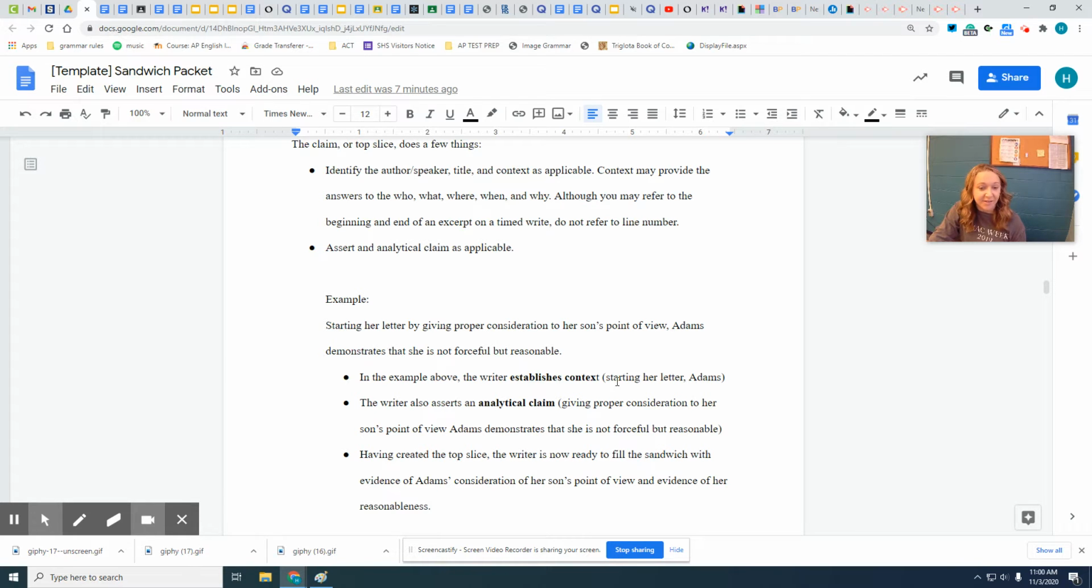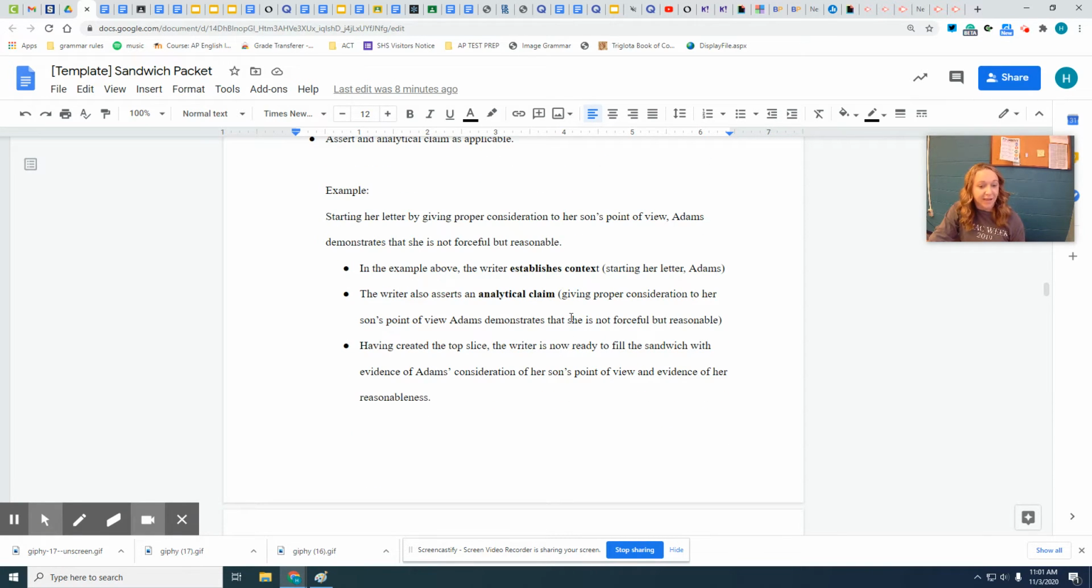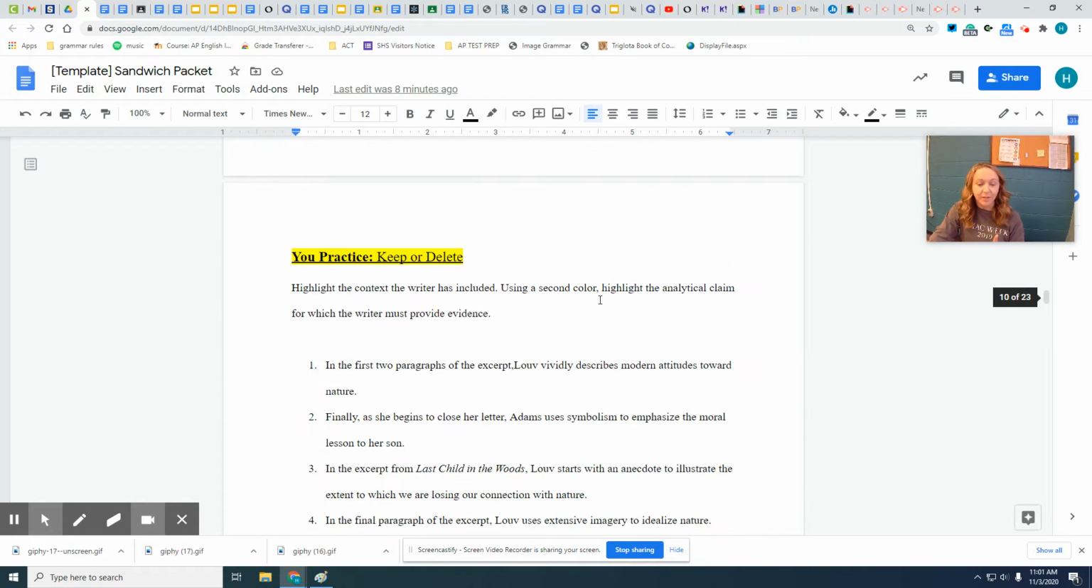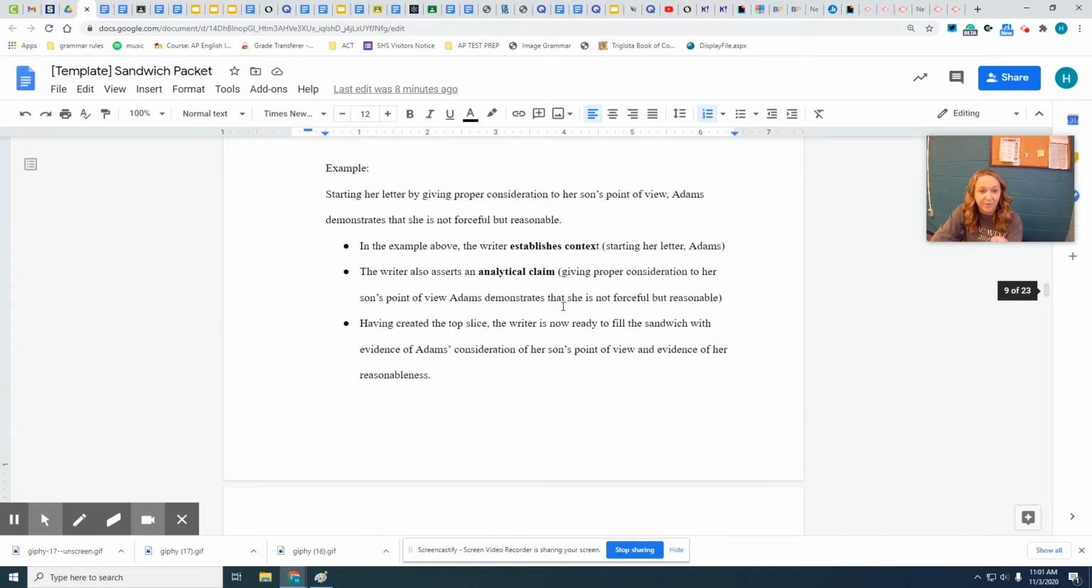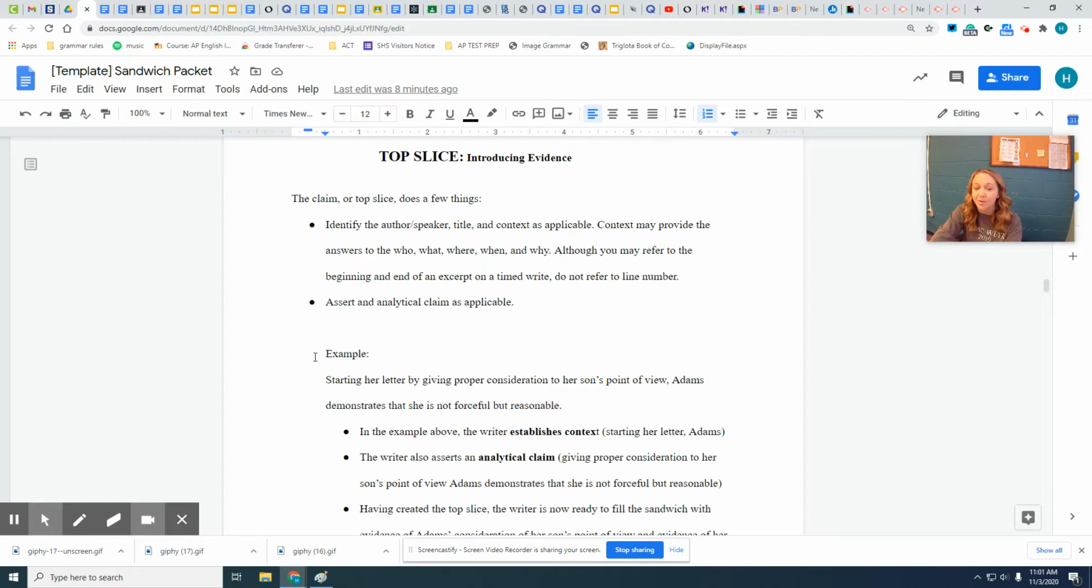So that's the claim that the student is making. We've got the context, starting her letter. We have an analytical claim that she gives proper consideration to her son's point of view. And now we are ready to back that claim up with evidence from the text. So on this one, what you are going to do is highlight the context that the writer includes. So this is the student writer analyzing these passages. Highlight the context, and then in another color, highlight the analytical claim. Okay? So the first is the context, and the second is the analytical claim. If you're confused on that, scroll back up here, and it will give you some more examples.